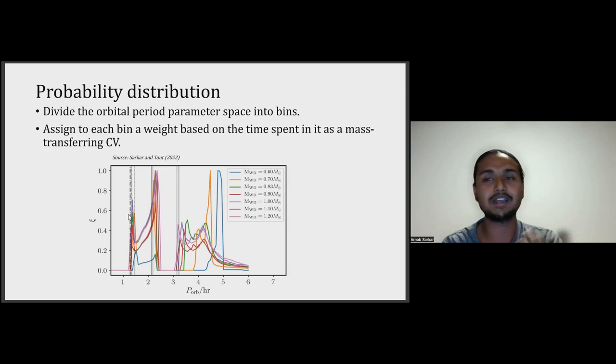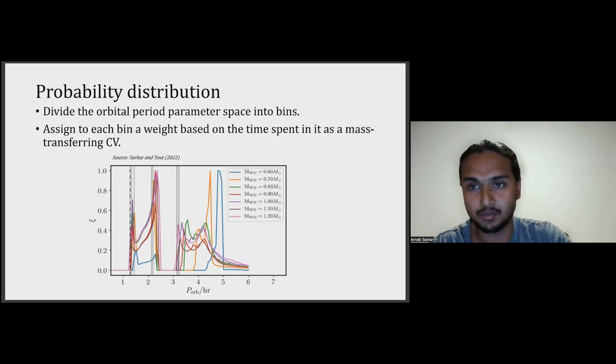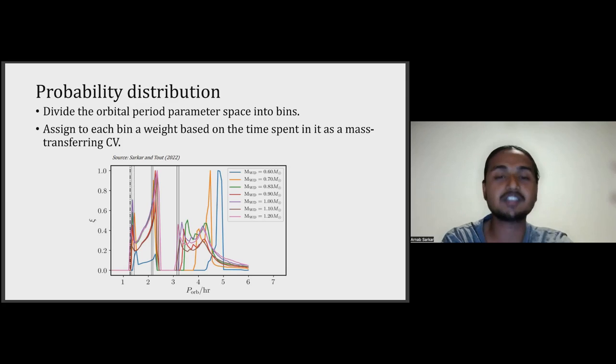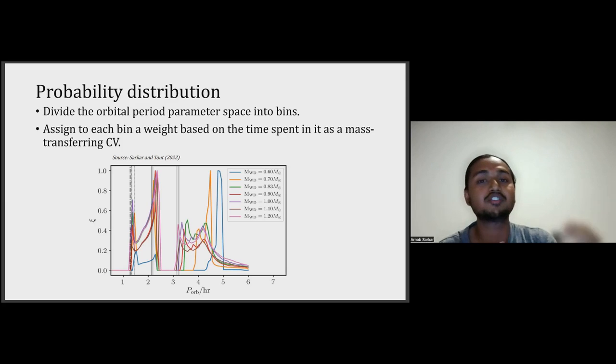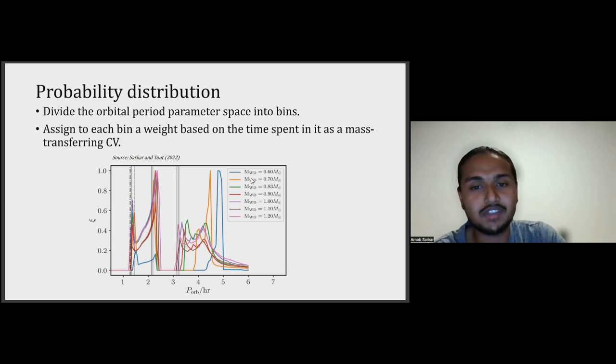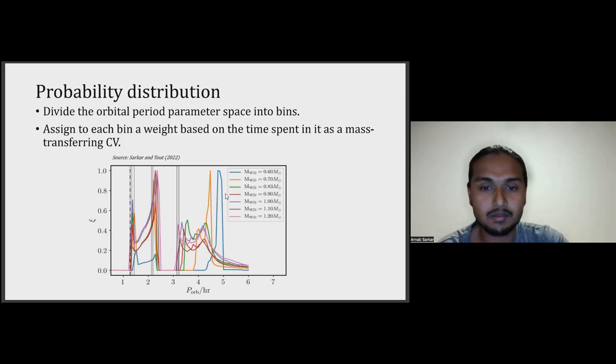How we do this is by making some sort of a probability distribution. We divide the orbital period parameter space into small bins, and to each bin we assign a weight based on the amount of time a particular trajectory spends in this orbital period bin. So then we get this histogram.